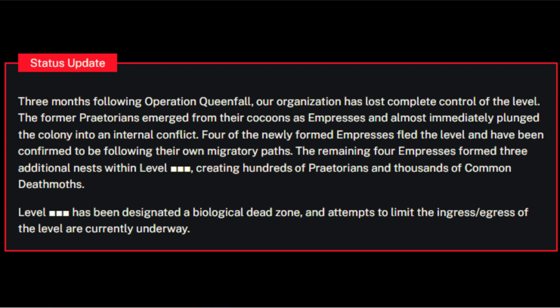Status update. 3 months following Operation Queenfall, our organization has lost complete control of the level. The former Praetorians emerged from their cocoons as empresses and almost immediately plunged the colony into an internal conflict. 4 of the newly formed empresses fled the level and have been confirmed to be following their own migratory paths. The remaining 4 empresses formed 3 additional nests within level, creating hundreds of Praetorians and thousands of common death moths. Level has been designated a biological dead zone, and attempts to limit the egress of the level are currently underway.